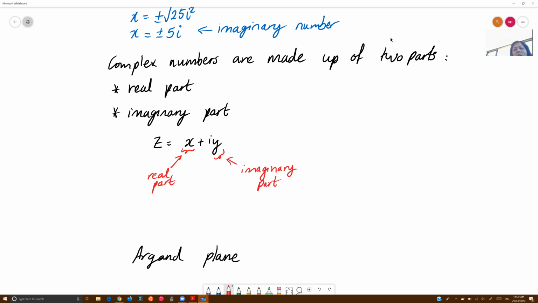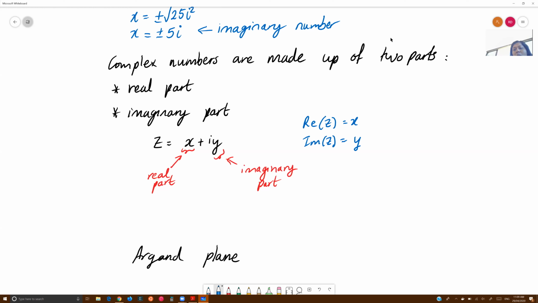So for example, if I wanted to define what is the real part of z, I'd say it's x. What is the imaginary part of z? That would be y. So when I write Re(z), I mean the real part of z. When I write down Im(z), I mean the imaginary part of z.